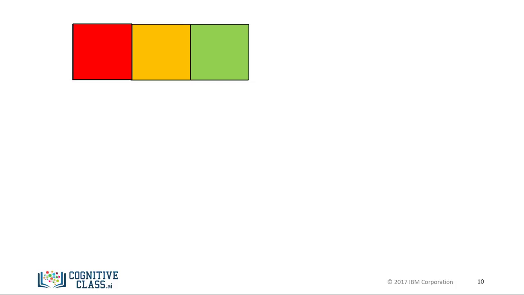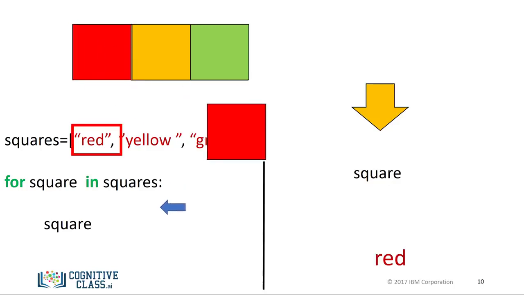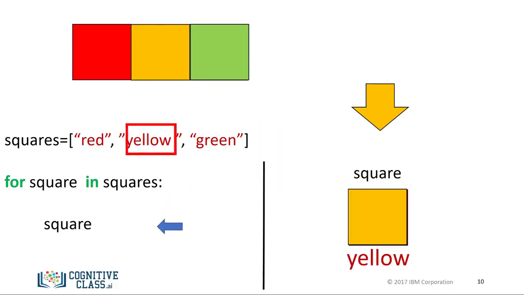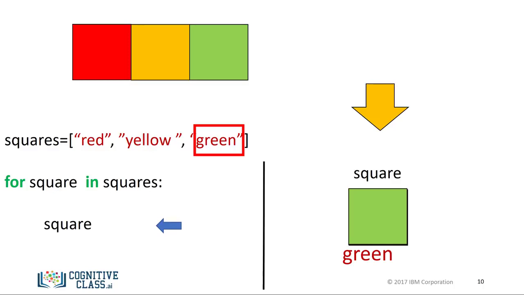We can also iterate through a list or tuple directly in Python. We do not even need to use indices. Here is the list squares. Each iteration, we pass one element of the list squares to the variable square. Let's display the value of the variable square in this section. For the first iteration, the value of square is red. We then start the second iteration. For the second iteration, the value of square is yellow. We then start the third iteration. For the final iteration, the value of square is green.